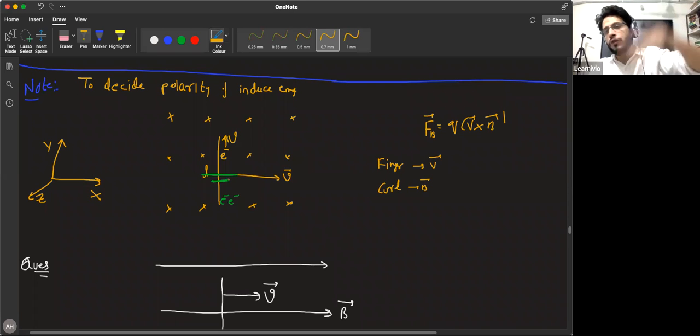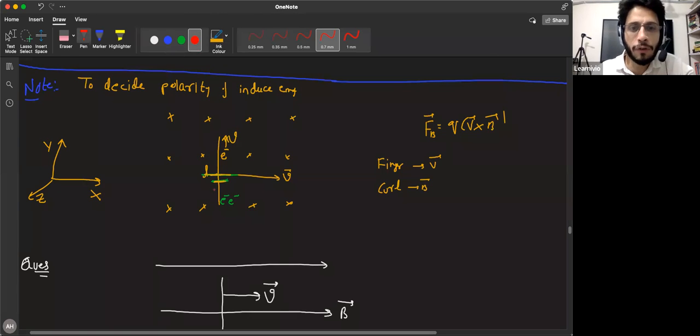So your electron will move in the downwards direction. This end will become negative due to accumulation of electrons, and this upwards end will become relatively positive. So this is the polarity: this is negative and this is positive. Is it clear, everyone? This is very, very important. You will need these polarities in the numericals.